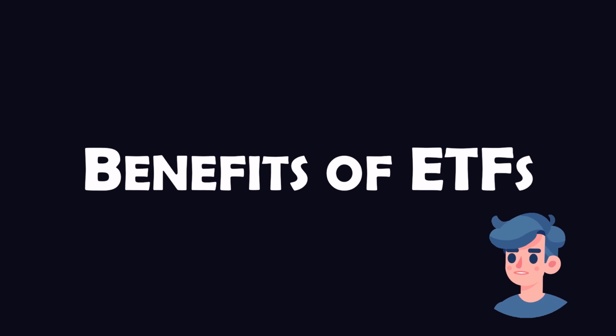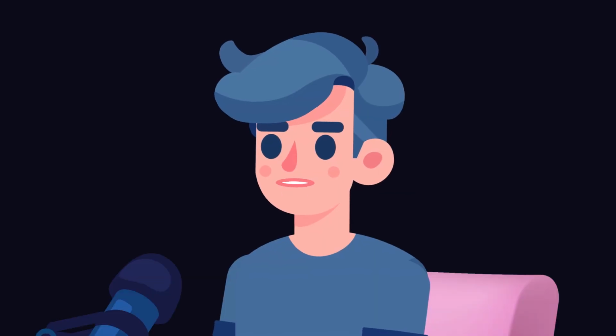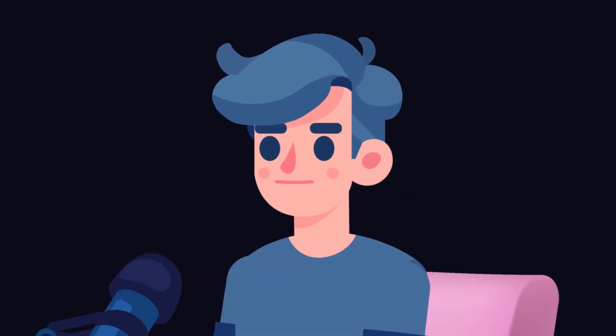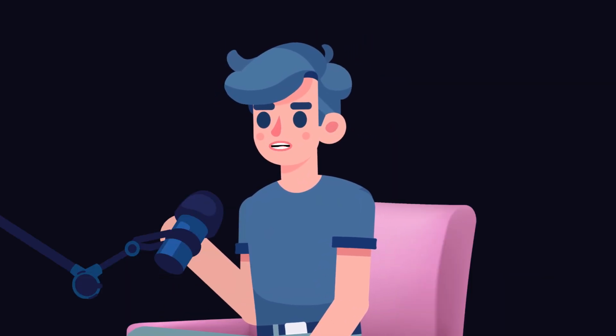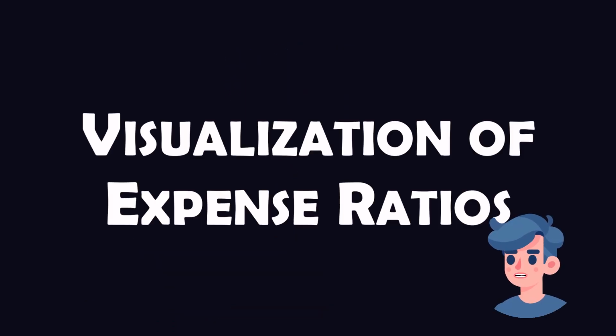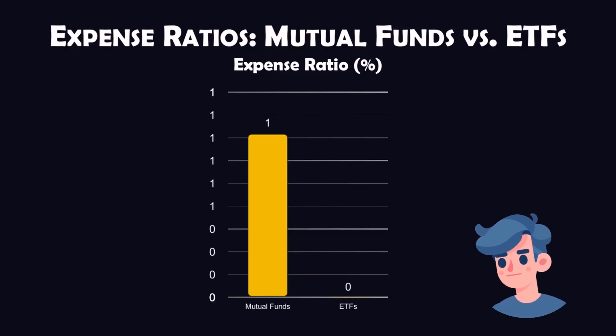What makes ETFs attractive? They offer diversification like mutual funds, but with the flexibility of trading like a stock. Additionally, they often have lower expense ratios compared to mutual funds. Let's visualize the expense ratio difference. The average expense ratio for mutual funds might be around 1%. For ETFs, it could be around 0.25%. Here's a bar chart comparing the two.